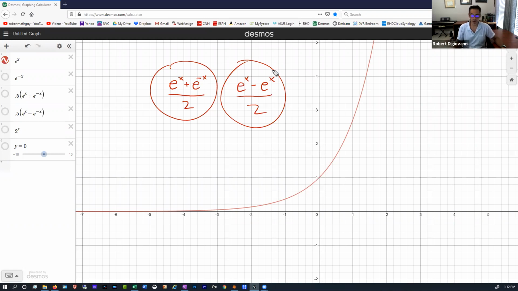And because they occur so frequently, we said, well, let's give those a name. The names of these I'm going to show you in the notes here. One of these is our hyperbolic sine, and the other one is the hyperbolic cosine.